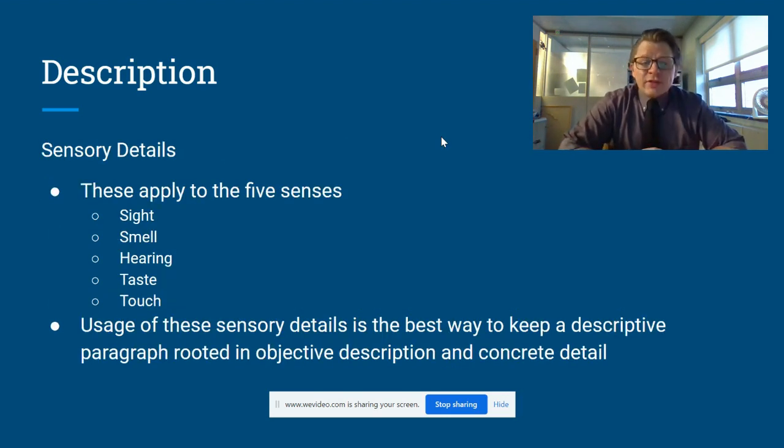Now, again, if we're using sensory details, these apply to the five senses: sight, smell, hearing, taste, and touch. Usage of these sensory details is the best way to keep a descriptive audience rooted in objective description and concrete detail.